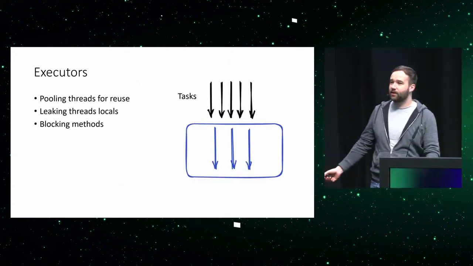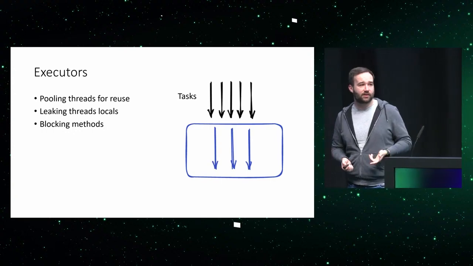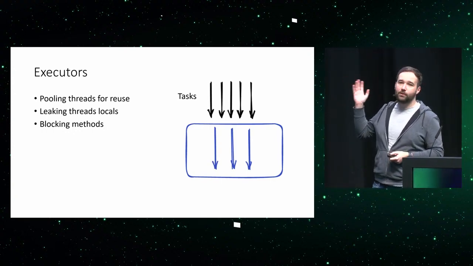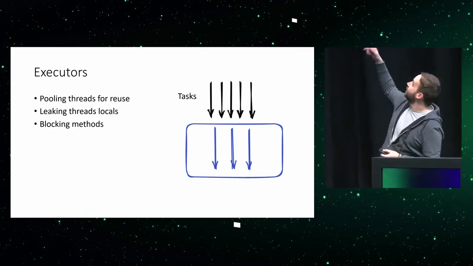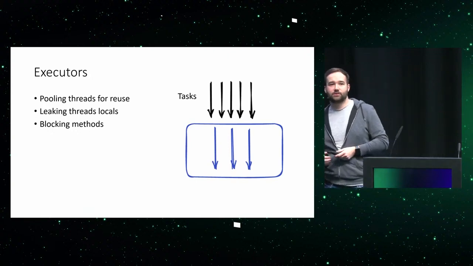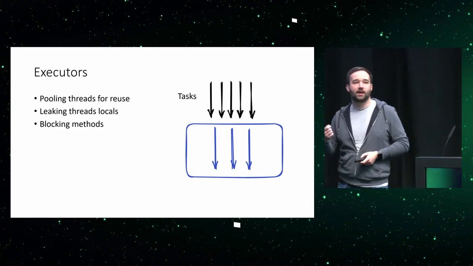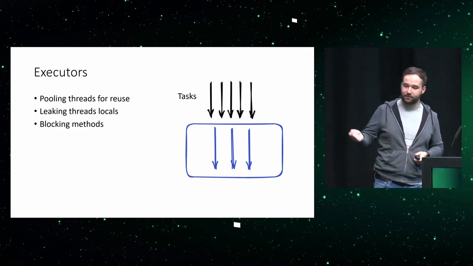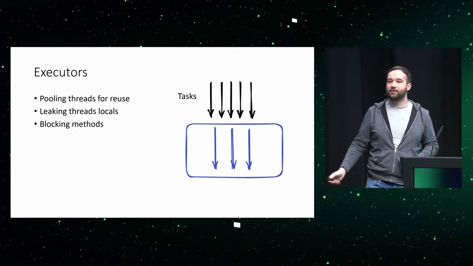So since Java 5, we are encouraged to use the executor services instead of the thread class directly. What it gives us is that we now have a pool of threads that we can just submit tasks to. Here I have a little blue box with 3 threads in it, and I can just submit tasks to this pool. Every time a thread is available, it will pick up a task from the queue and start running it, and then the thread will be put back inside the pool when the task is done.